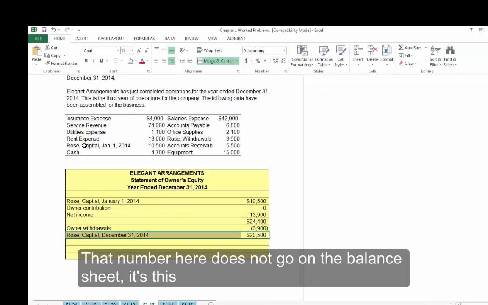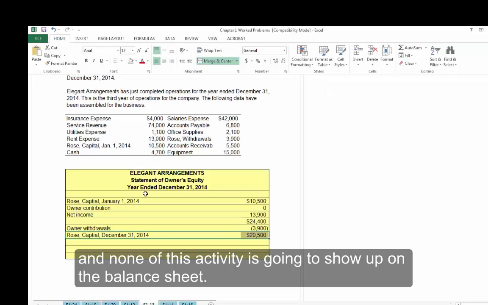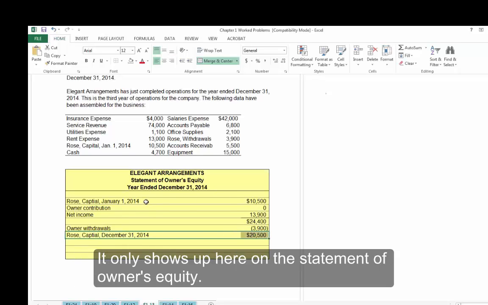Okay, these numbers, that number here does not go on the balance sheet. It's this. Okay, and none of this activity is going to show up on our balance sheet. It only shows up here on the statement of owner's equity. Okay.